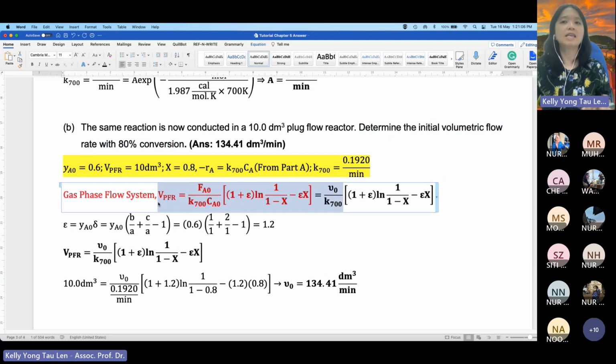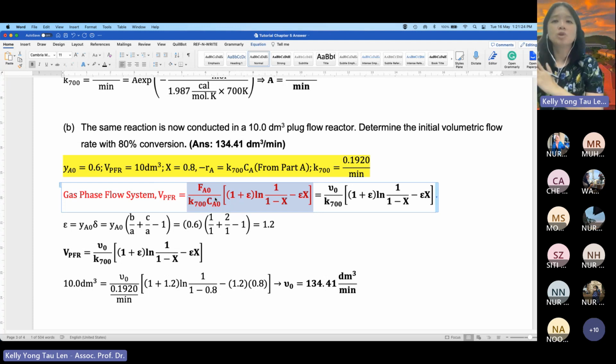color that I'm highlighting. The volume PFR equals to FA naught per KCA naught in bracket 1 plus epsilon tutup bracket ln 1 per 1 minus X minus epsilon X. So this red font equation is provided to you, but again, remember, saya akan beri kamu list untuk semua equation. Kamu kena tahu equation mana digunakan untuk case yang mana satu. Okay, so, but this equation dah betul.